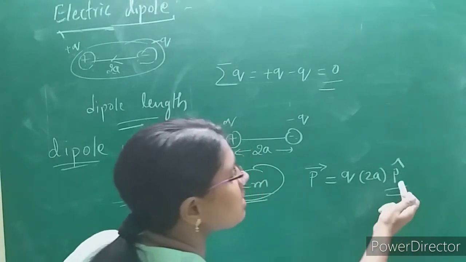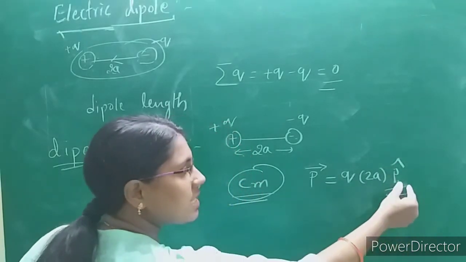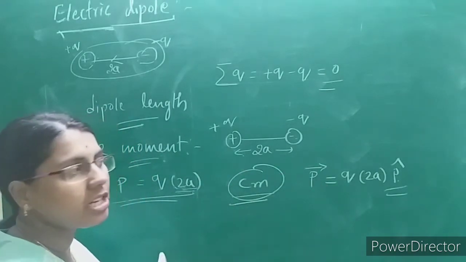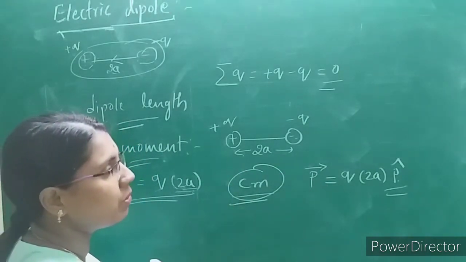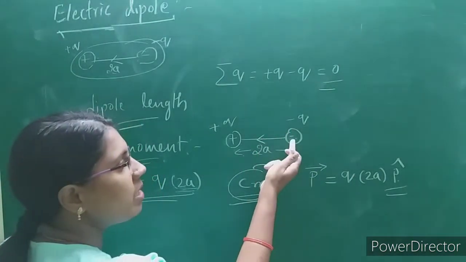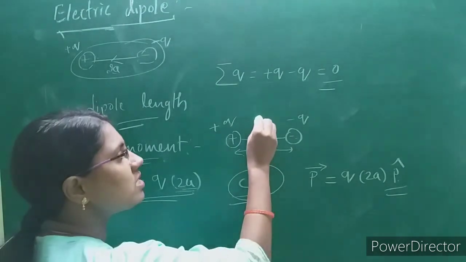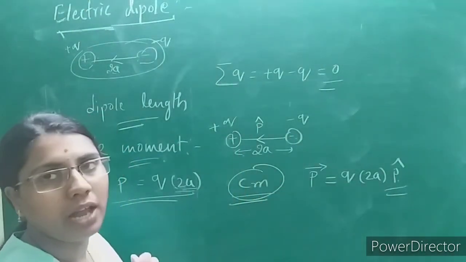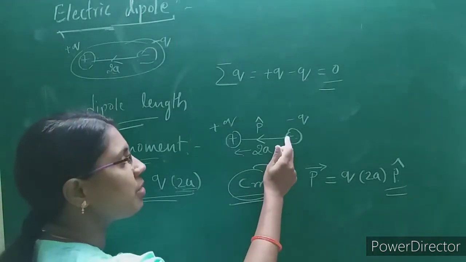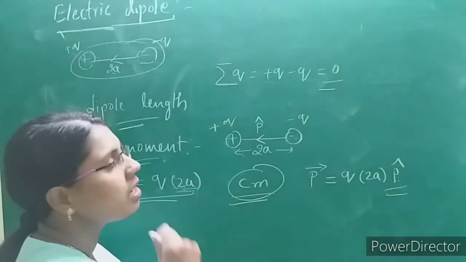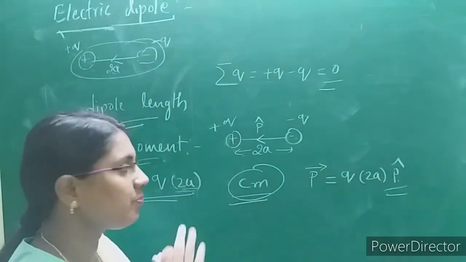Here P cap is a unit vector that is acting along the direction of dipole moment. And what is the direction of dipole moment in a dipole? The direction of dipole moment is always from negative to positive charge in a dipole along the direction of the dipole axis. Okay. So, direction of dipole moment is always from negative to positive charge along the dipole axis.